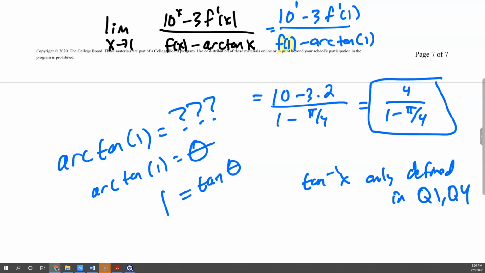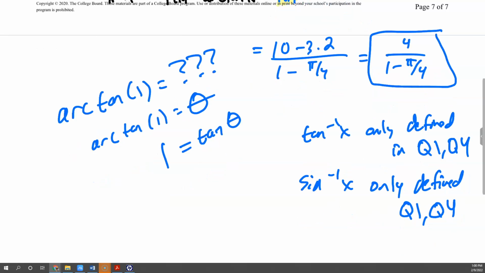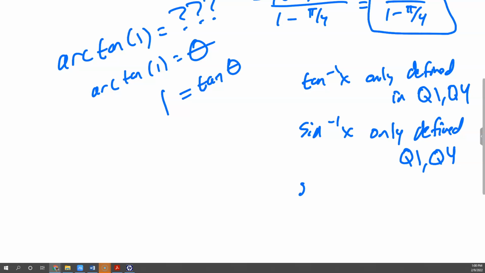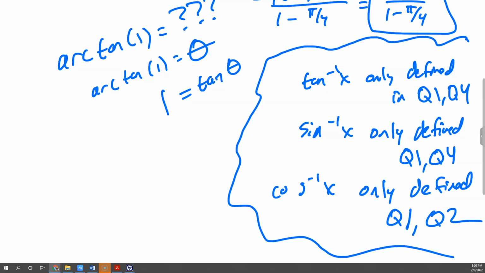You stay here and I will explain it to you. Hey, not an English teacher. Math. Inverse sine is only defined in 1 and 4. Inverse cosine is only defined in 1 and 2. That's random, but just go with the first quadrant one.